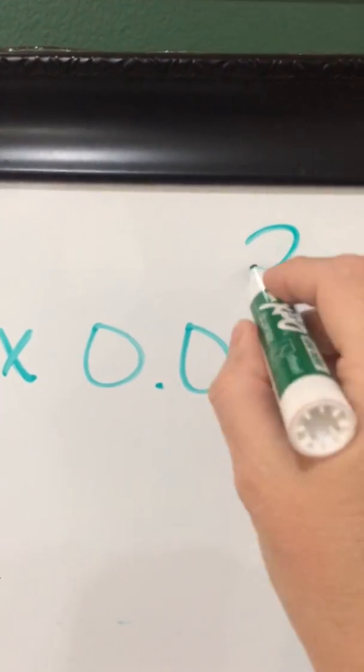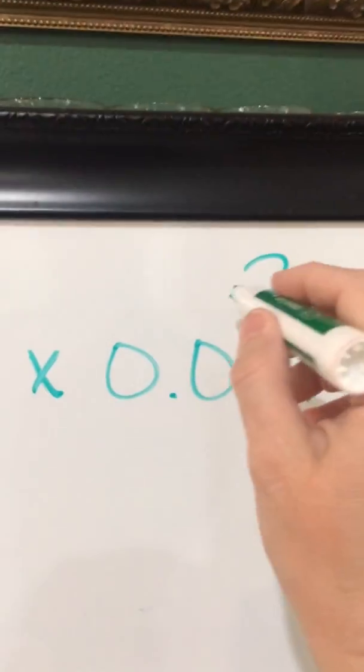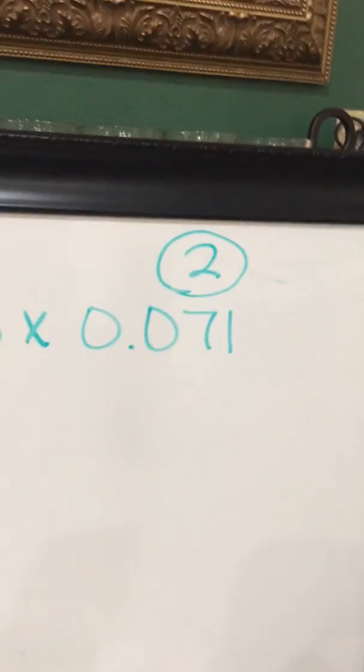This one only has 2. So my answer can only have how many numbers? Can only have the least number, which is 2. That's how you multiply and divide, okay?